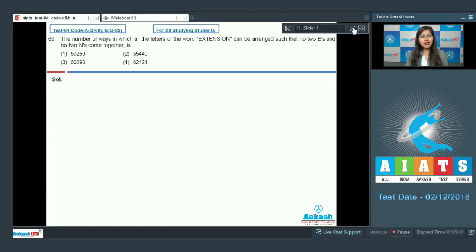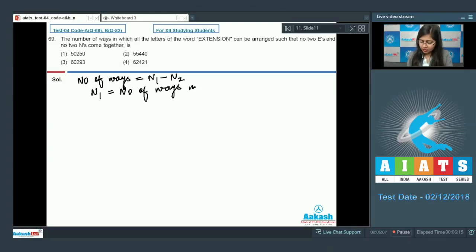Next is question number 69, which says that the number of ways in which all the letters of the word extension can be arranged such that no two E's and no two N's come together. Right? So, the number of ways will be equal to N1 minus N2, where N1 is equal to the number of ways of arranging the letters of the word extension in which no two E's come together.